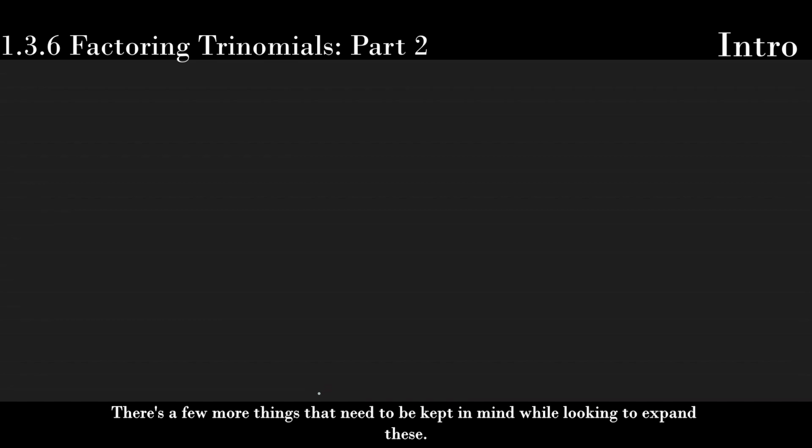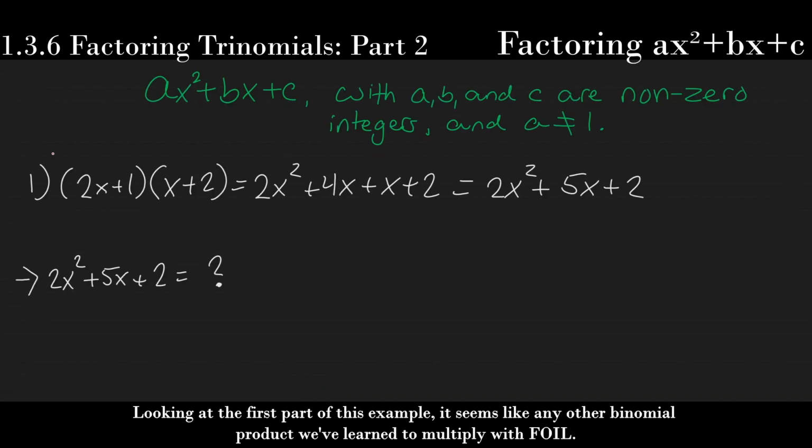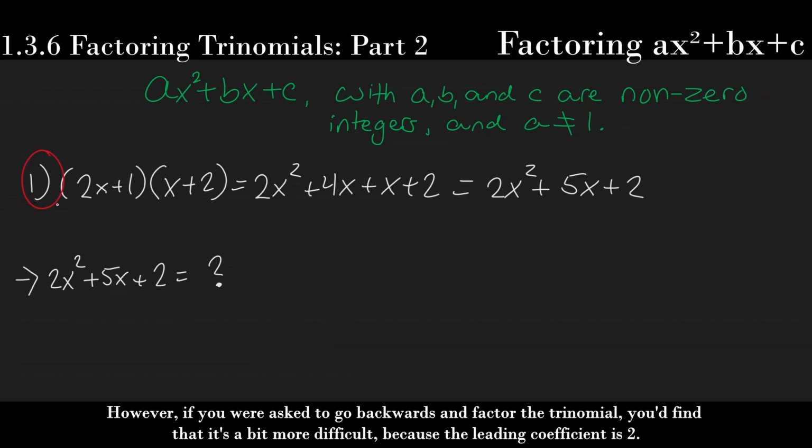There's a few things that need to be kept in mind while looking to expand these. Let's start by writing out what we are working with. Looking at the first part of this example, it would seem like any other binomial product we've learned to multiply with FOIL. However, if you were asked to go backwards and factor that trinomial, you'd find that it's a bit more difficult because the leading coefficient is 2.